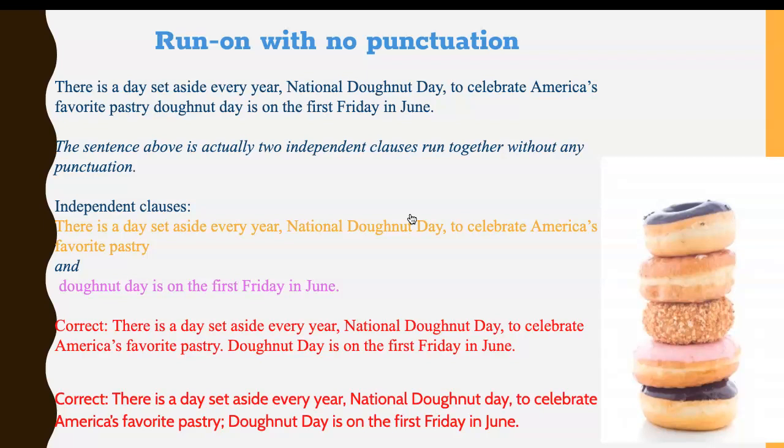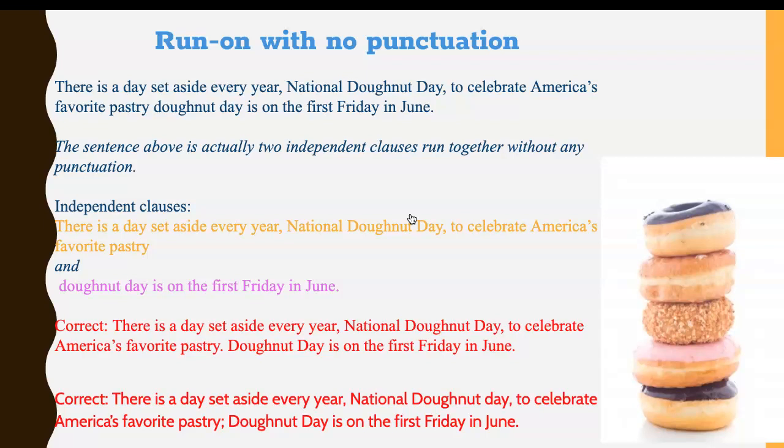Let's say you have this sentence. There is a day set aside every year, comma, National Donut Day, comma, to celebrate America's favorite pastry. Donut Day is the first Friday in June. Whew, that's a very long sentence. So how do we fix this? Well, first let's decide what the two independent clauses are. The first one is, there is a day set aside every year, National Donut Day, to celebrate America's favorite pastry. And the second independent clause is, Donut Day is on the first Friday in June.